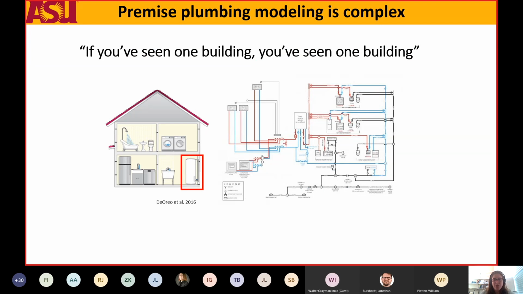So I think we know from all of the talks that we've heard so far in the series that premise plumbing modeling is complex, and it makes it very difficult to choose an exemplary situation to model if you're working on a generalized model. And Tim set this up very nicely for me today in that, I'm going to focus on the water heater and break down some of the decision elements that we have related to that.